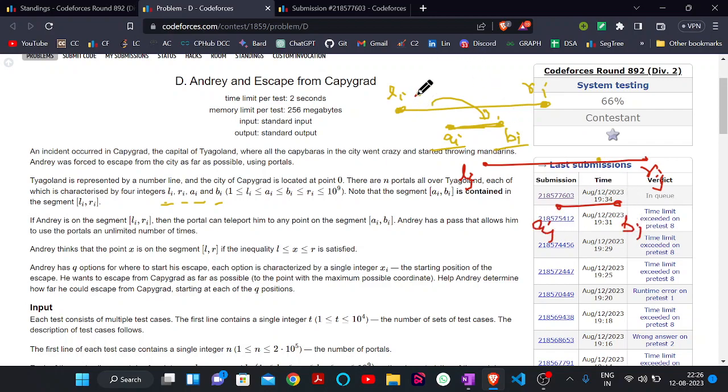So initially, if you are on this point, then by teleporting from this to this, you can come anywhere here. Just suppose that you are here. Then after teleporting, if you are here, that means you are here. This is all the same point. So if you are here, then you can teleport to this point. That is the basic idea of how we are going to teleport.